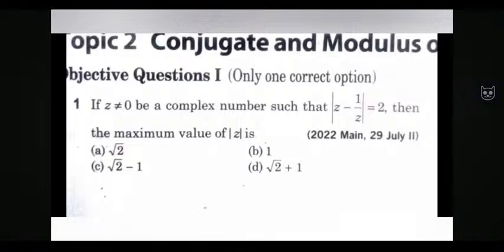If z not equal to 0 be a complex number such that mod (z minus 1 by z) is equal to 2, then the maximum value of mod z is. Now check the options.